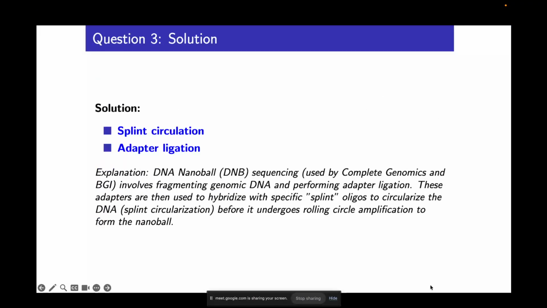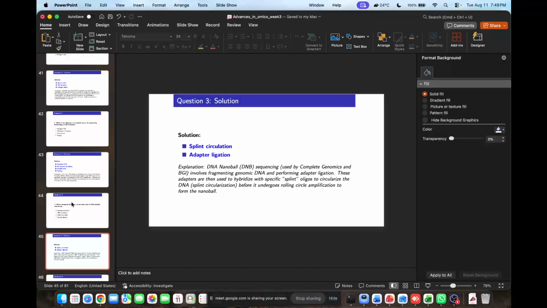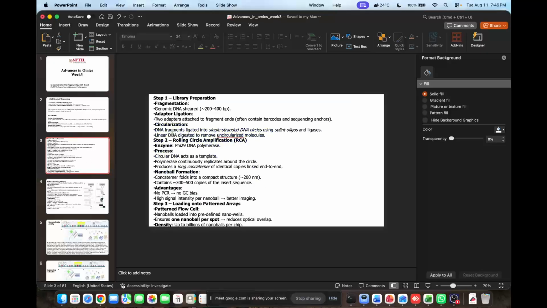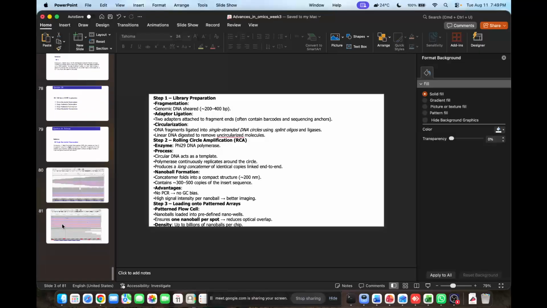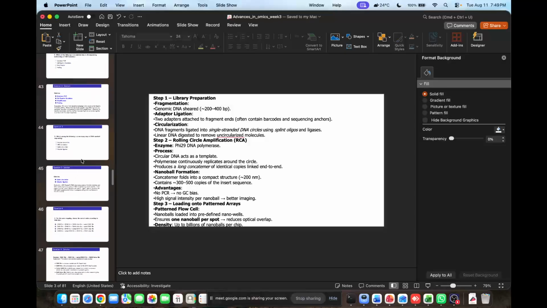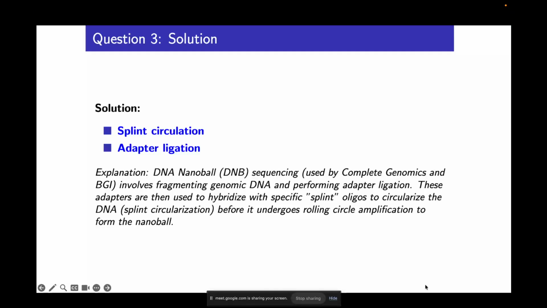C and D is the correct answer. Splint circularization, I think I had mentioned very briefly about splint. Just let me check. Yeah, single stranded DNA circles using splint oligos. The splint circularization is the correct answer. And adapter ligation, definitely. So yeah, C and D are the correct answers.